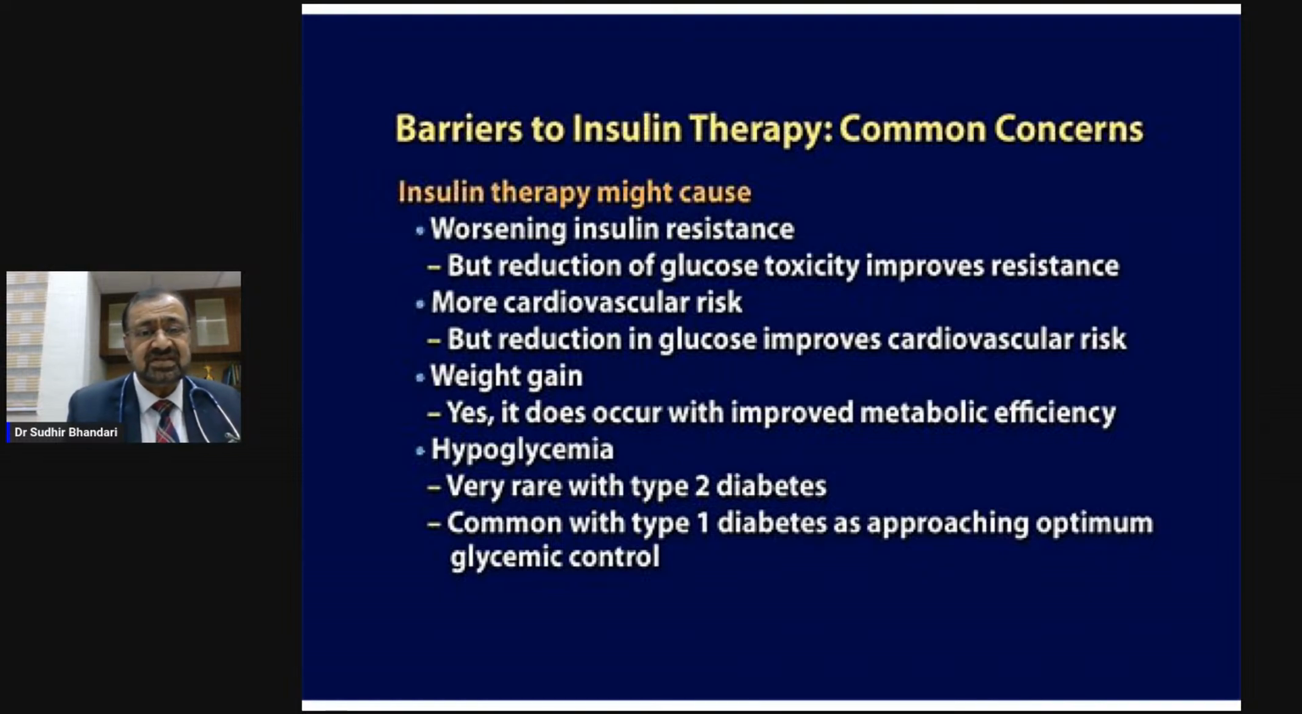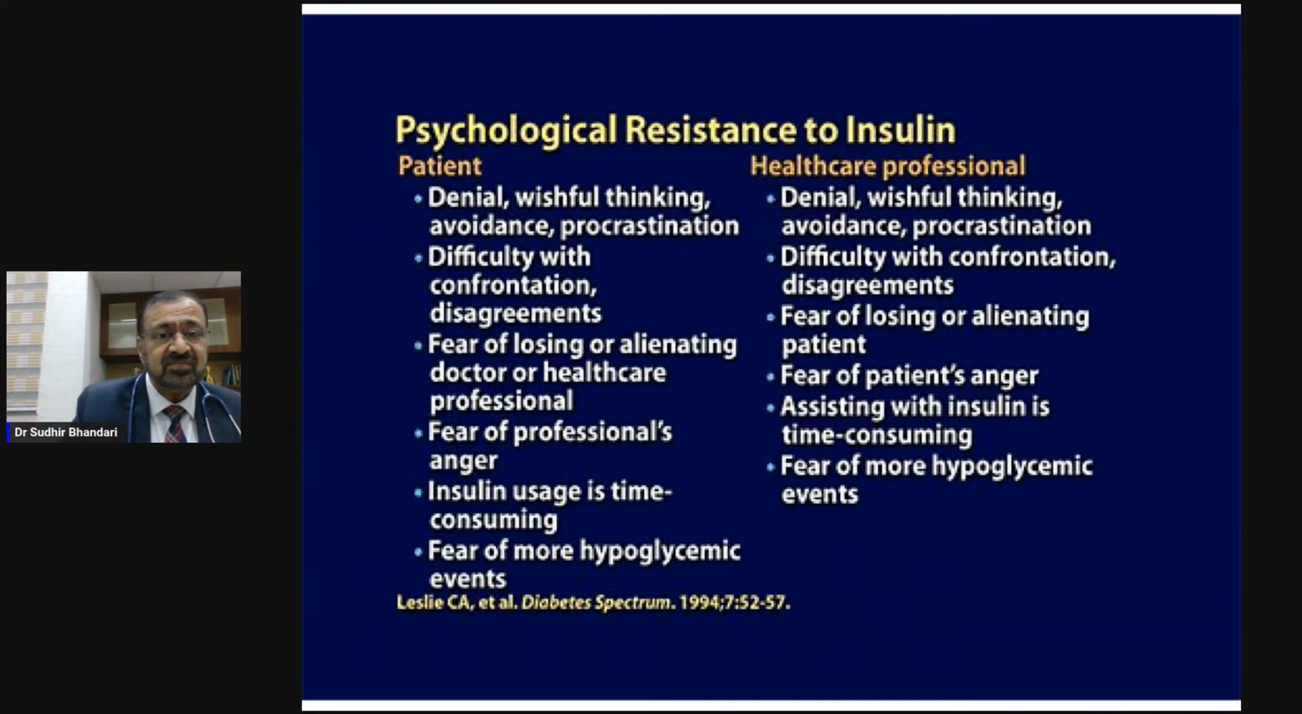Worsening of insulin resistance, it may require high doses, more cardiovascular risk, but reduction in plasma glucose improves cardiovascular outcomes. Weight gain is another challenge with insulin. Hypoglycemia is another challenge with insulin, and we need to overcome these. Psychological resistance to insulin could be there at the patient level.